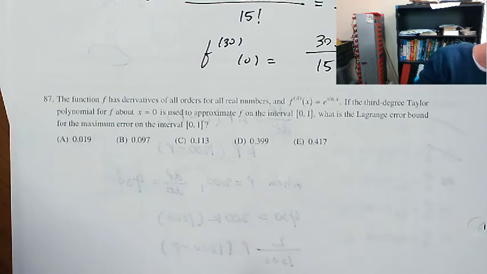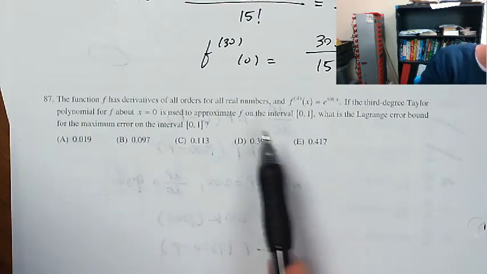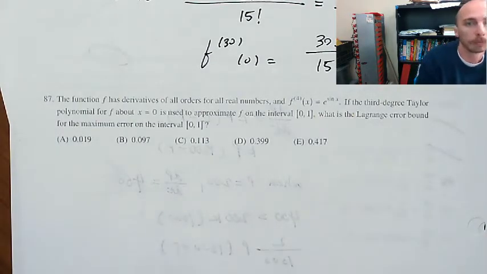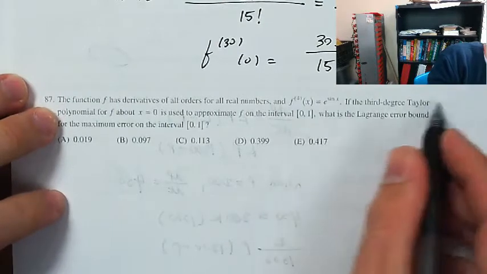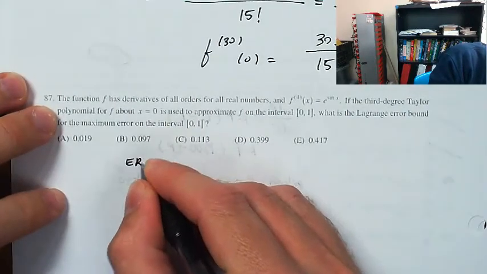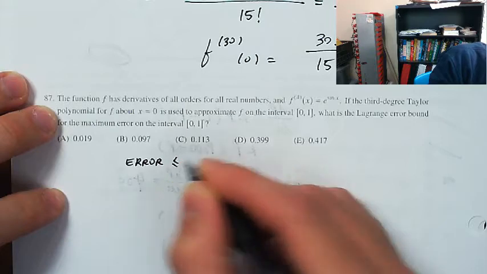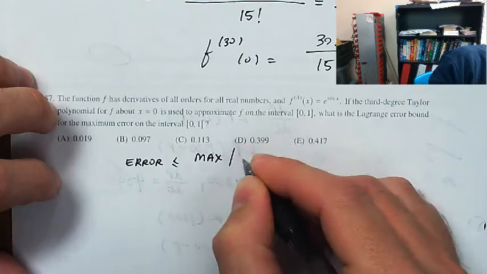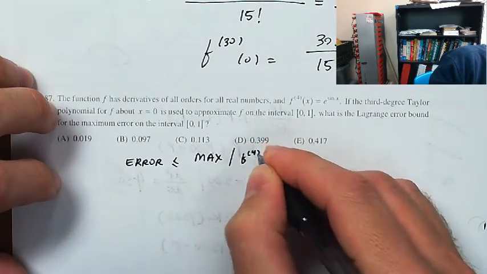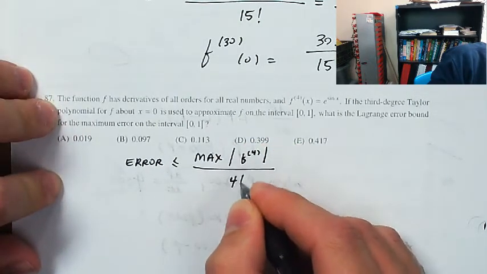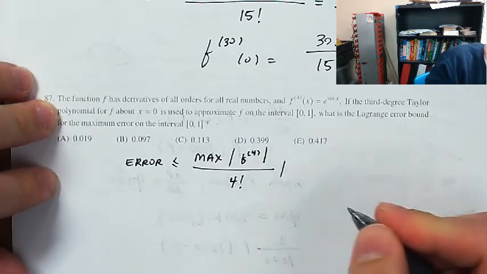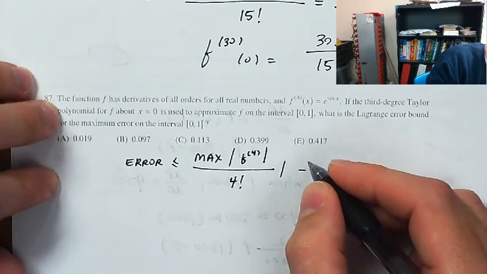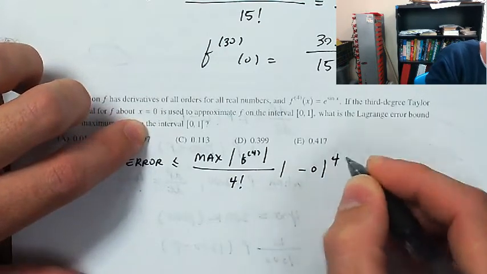Okay, we're going to use a third degree Taylor polynomial for f around x equals 0 to approximate f on the interval 0 to 1. Okay, what would be the maximum possible error? Well, I know that if I'm using a third degree Taylor polynomial, the Lagrange error bound is like the maximum possible value of the next term. So it's the maximum of the absolute value of f's fourth derivative divided by 4 factorial times the absolute value of the x value we want to plug in to approximate minus the centering value. It's centered at 0, to the 4th power.